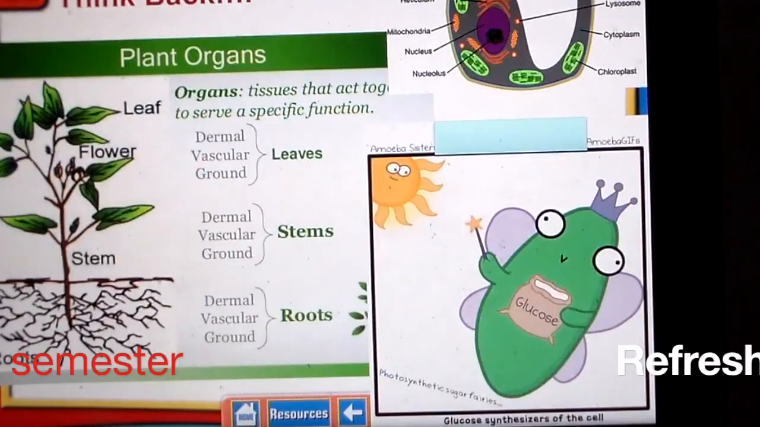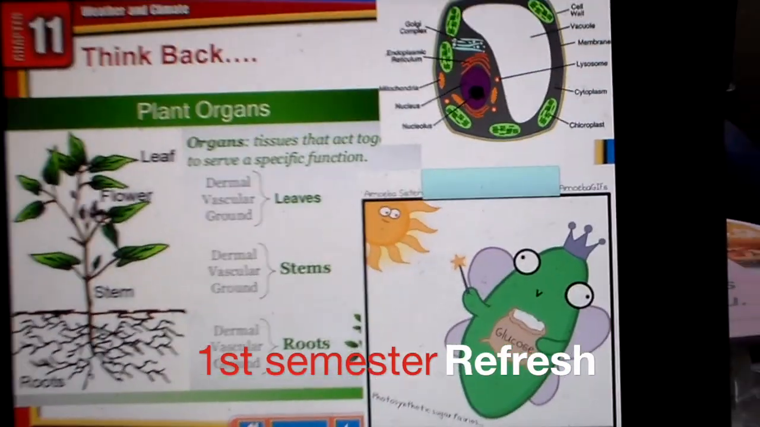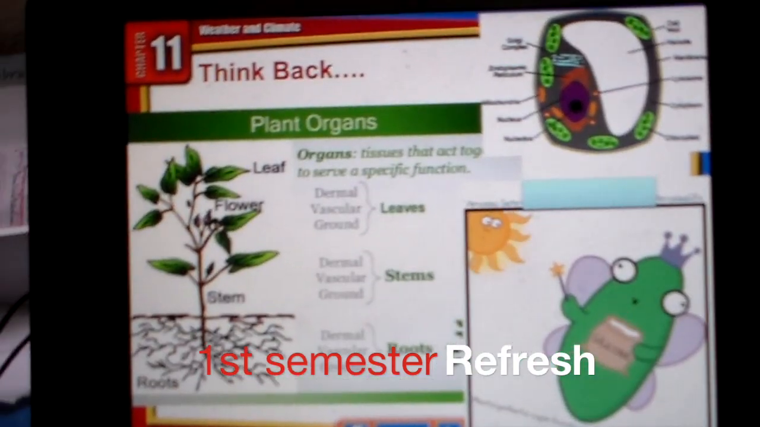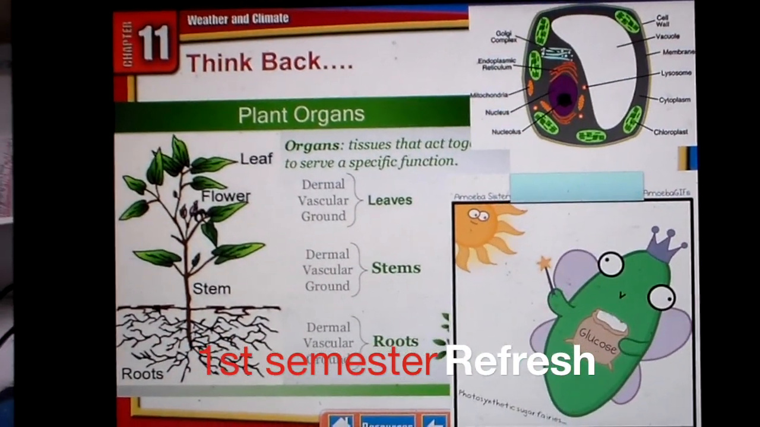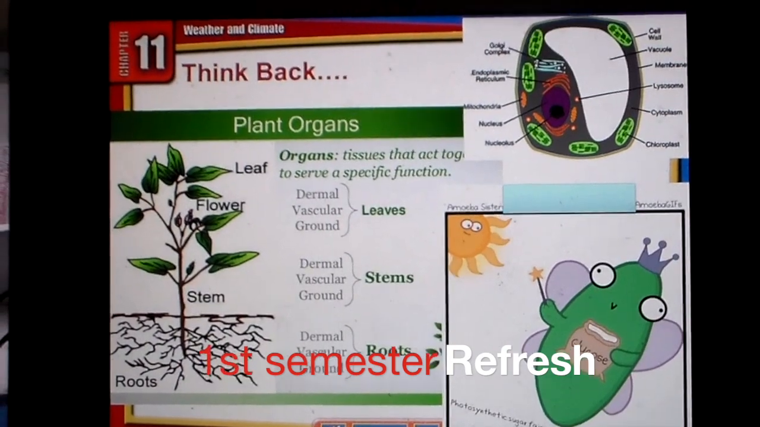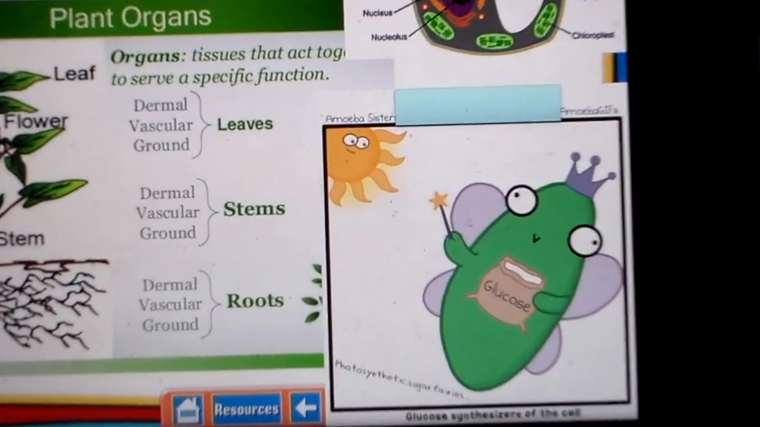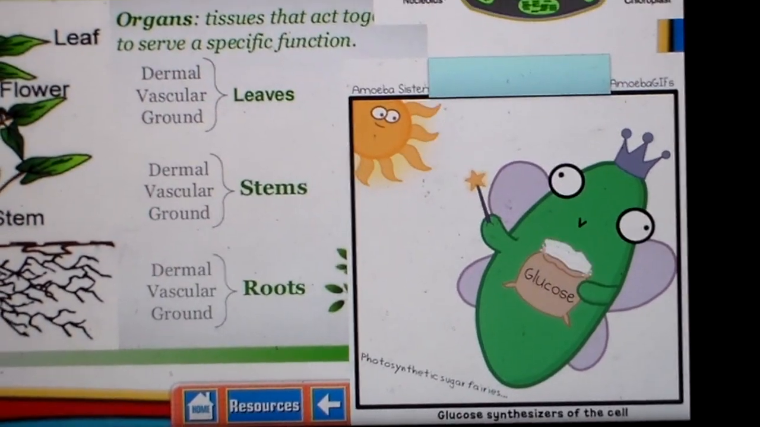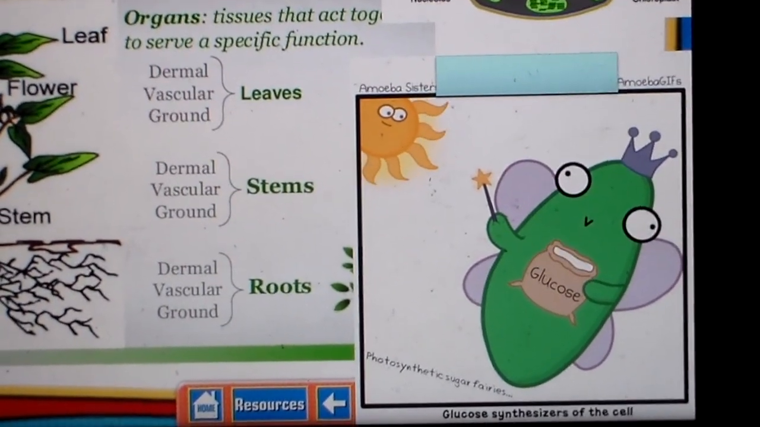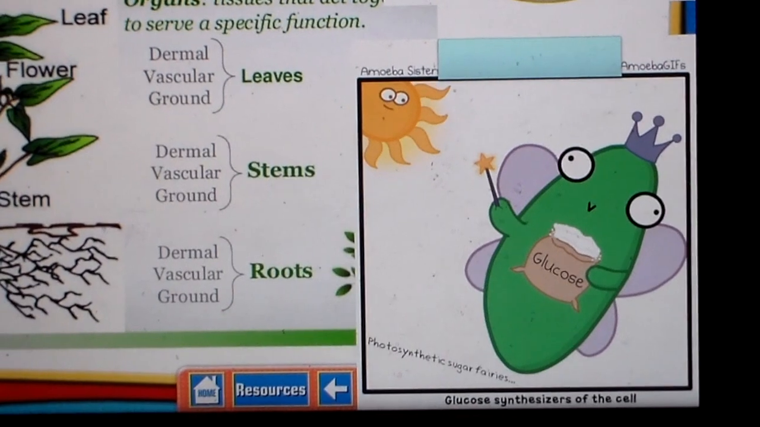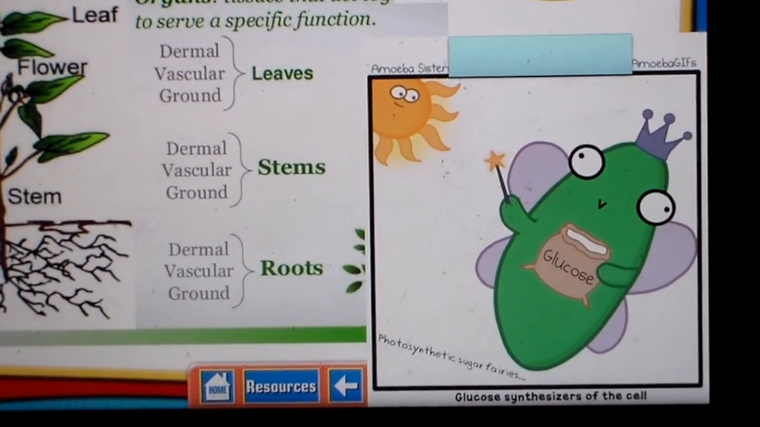So we need to take a moment to think back to what we learned in first semester about plant life. I know this might be a little bit hard, you might have to dust off your brain cells, but hopefully you remember our little photosynthetic fairy, our sugar fairy, powered by the sun. I'm going to ask a question, and I'll pause to see if you want to shout out the answer.